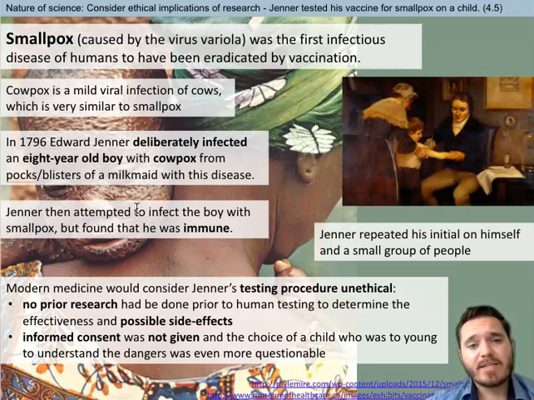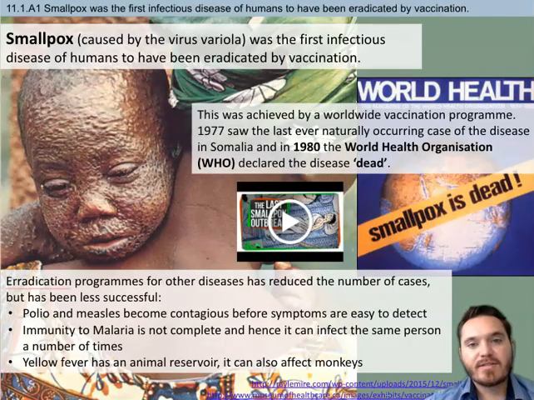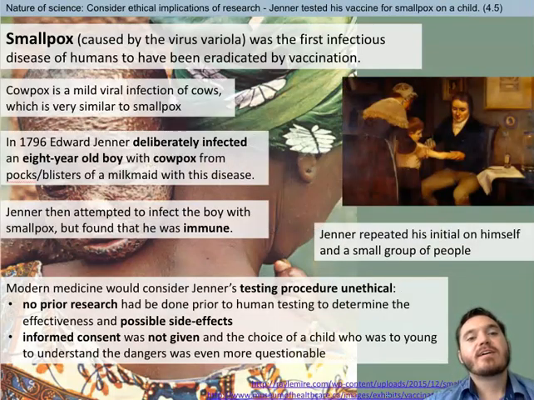And then he proceeded to attempt to infect the boy with smallpox. He found that the boy was immune to smallpox because cowpox is a very similar disease, so it actually gave him immunity to smallpox. While this did result in eradication of smallpox and ended up being a great thing, because it was the first infectious disease to be eradicated by a vaccine, it was extremely unethical for him to be testing a vaccine on an 8-year-old child.